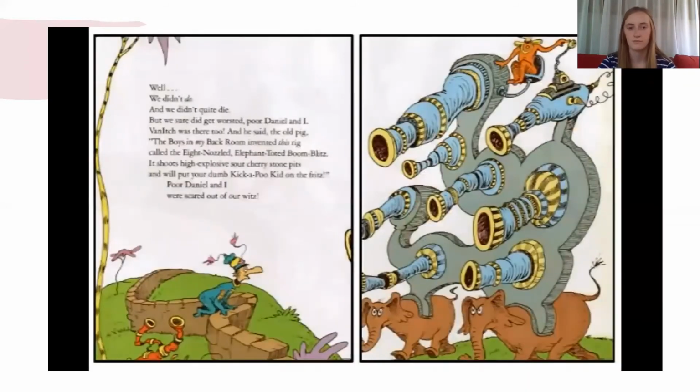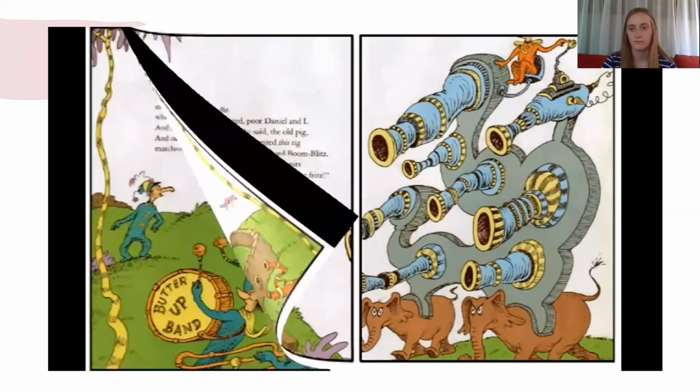Well, we didn't do, and we didn't quite die, but we sure did get worsted, poor Daniel and I. Van Itch was there too, and as he said, the old pig, "The boys in my back room invented this rig, called the eight-nozzled, elephant-toted boom-blitz. It shoots high-explosive sour cherry stone pits. It will put your dumb Kickapoo Kid in the fritz." Poor Daniel and I, we were scared out of our wits.